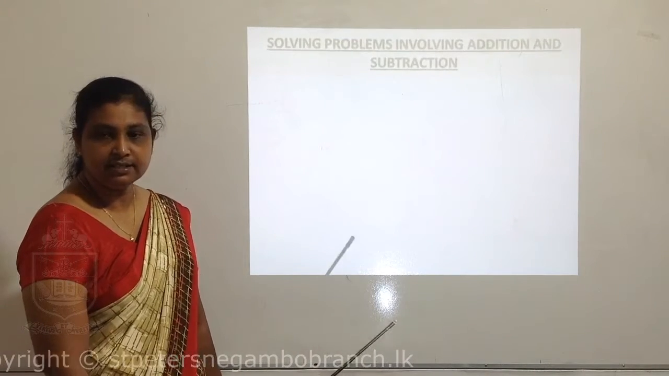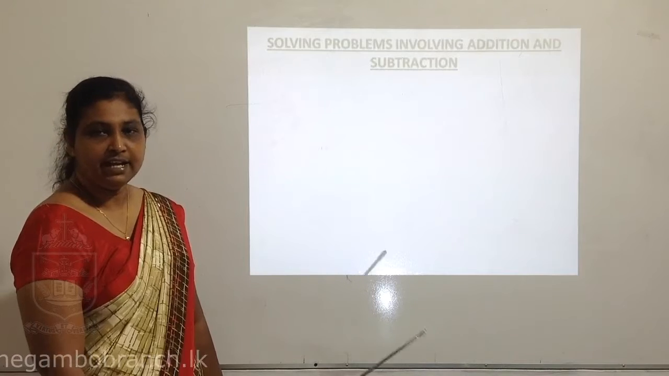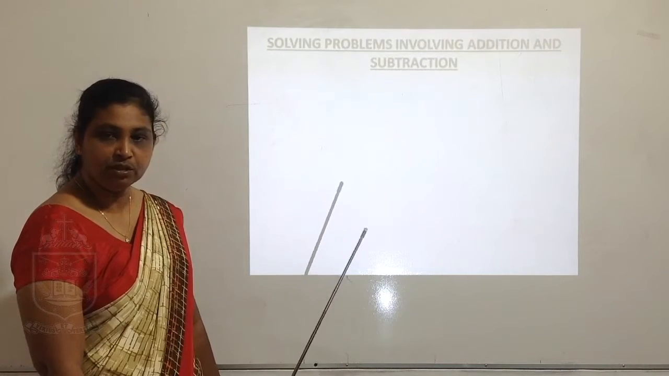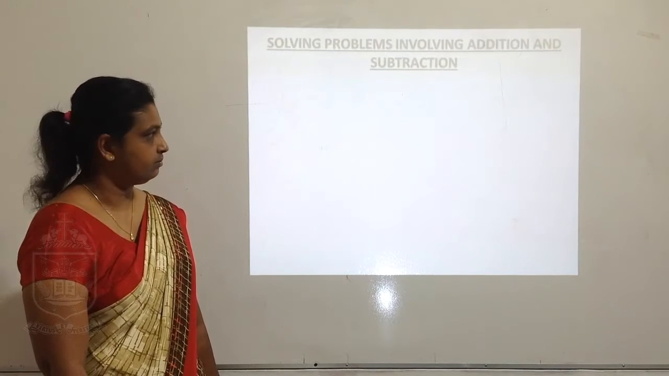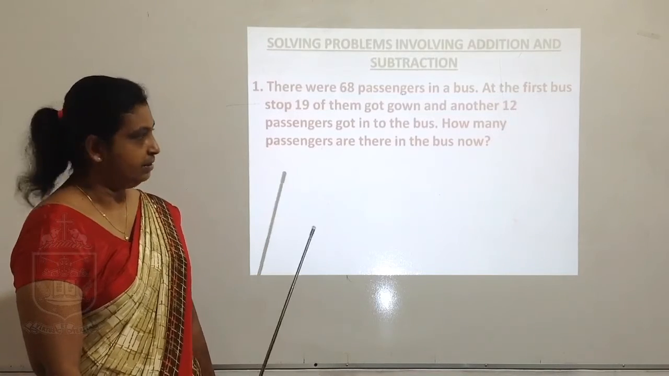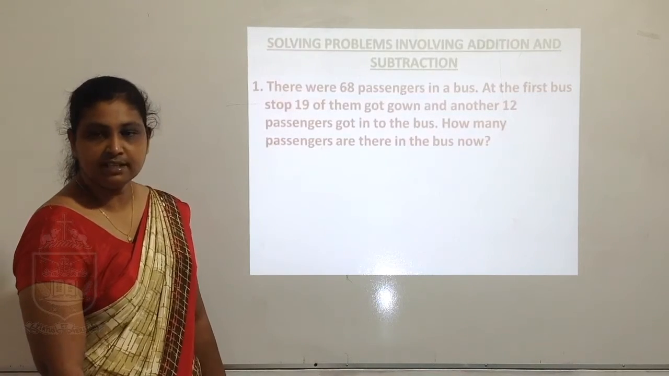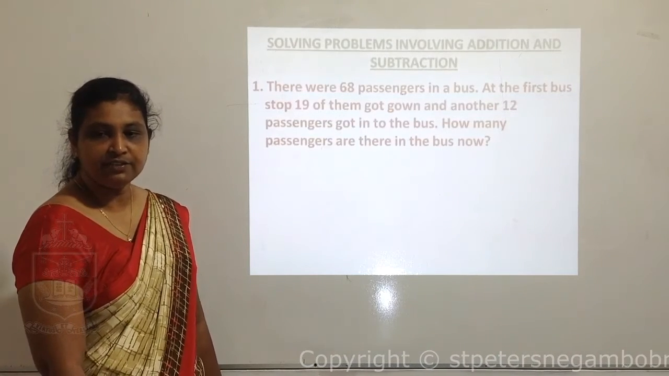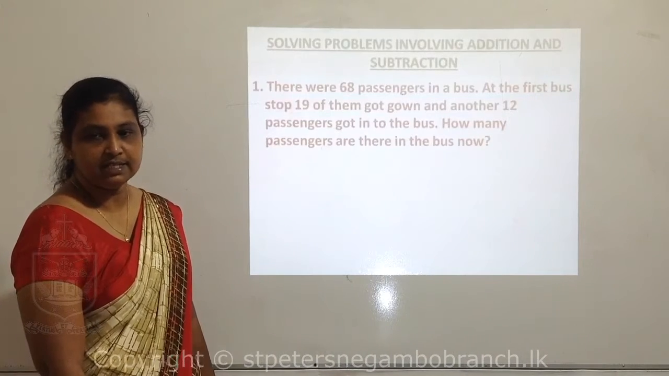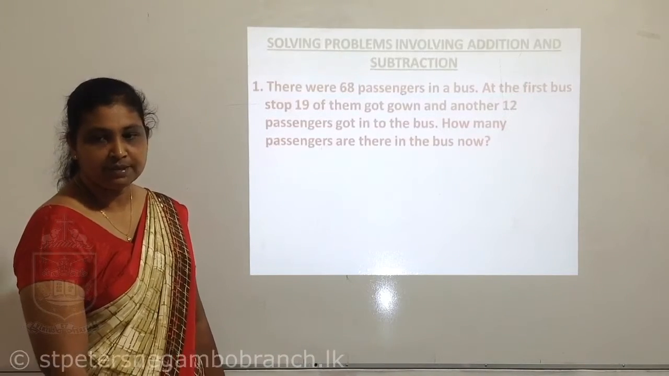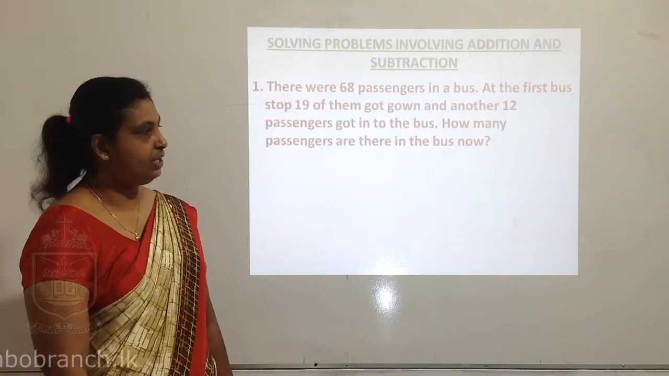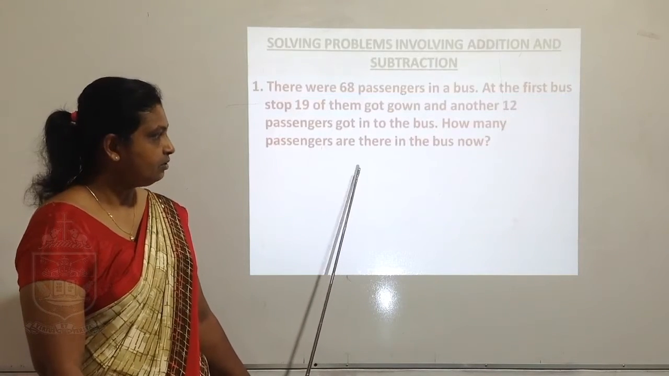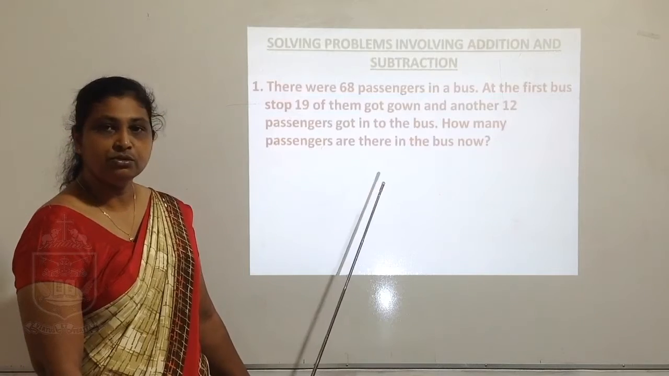Okay, the third part is solving problems involving addition and subtraction both. These questions have both addition and subtraction. This is the example. We see the first one. There were 68 passengers in a bus. At the first bus stop, 19 of them got down and another 12 passengers got into the bus. How many passengers are there in the bus now? We have to find the answer for this question in two ways.